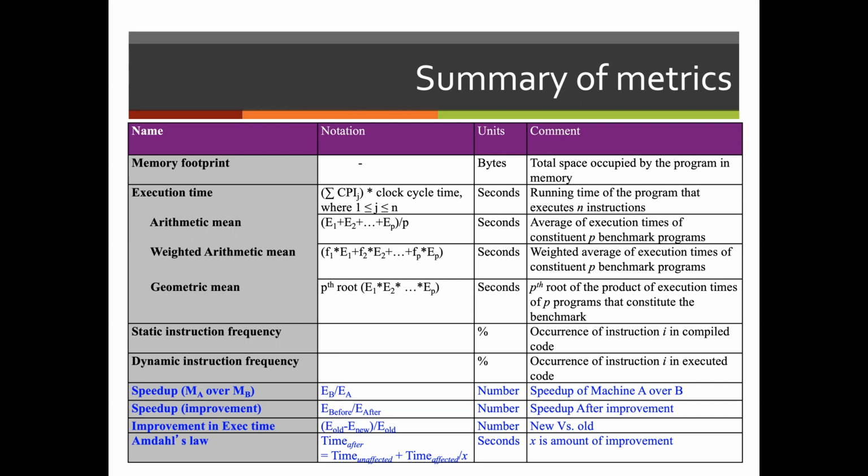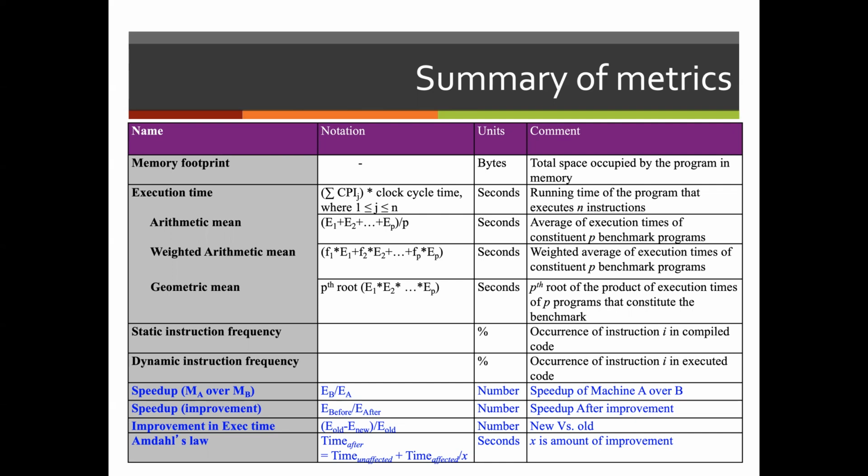And then we've also discussed static frequency, which relates to the occurrence of instructions in compiled code, as well as dynamic instruction frequency, which relates to the occurrence of instructions in the executed code. So static will represent the number of times the instruction is present, and dynamic is representing the actual number of times that the instruction is executed.